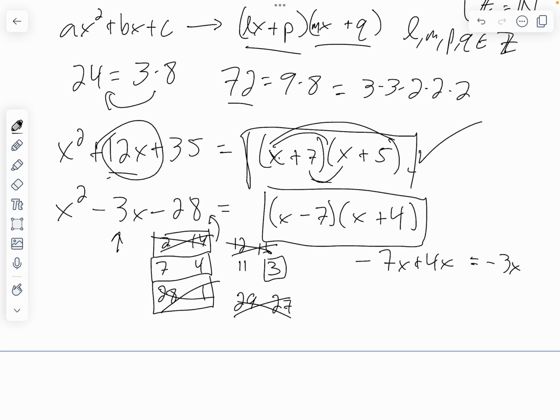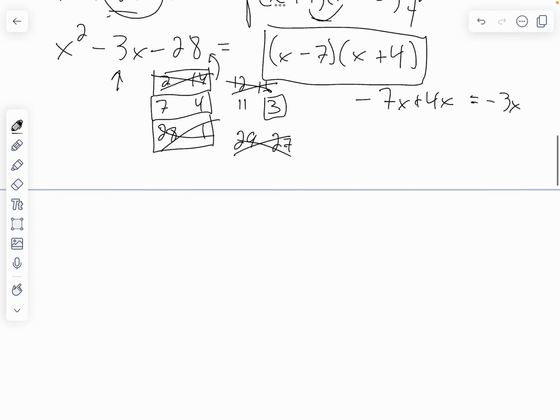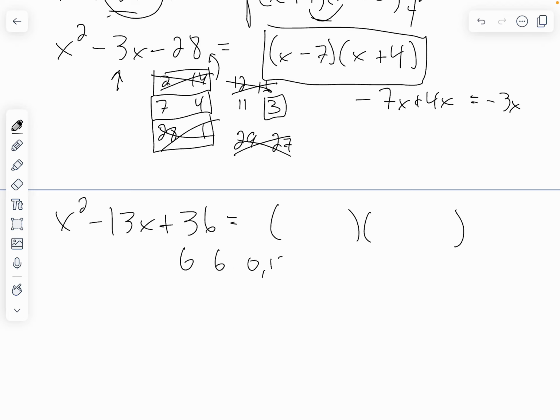I got one more where a is 1, and then you guys, I'll get some harder ones as well. So here we have x squared minus 13x plus 36. If you want to give this a try, feel free. You can pause the video, but I'm just going to keep going here. So 36, got a few choices, 6 and 6. 6 and 6, if I add and subtract those, I could make 0 or I could make 12. I want 13 though, so that's no good.